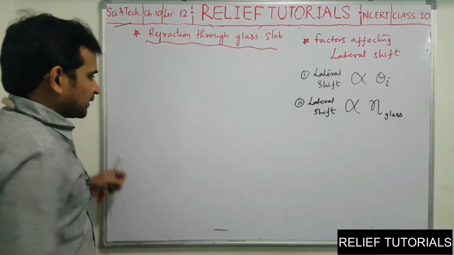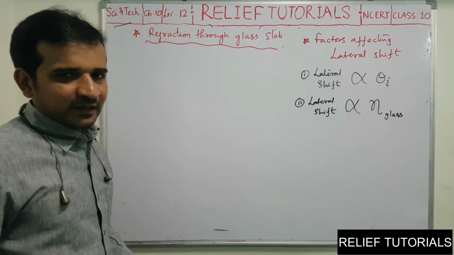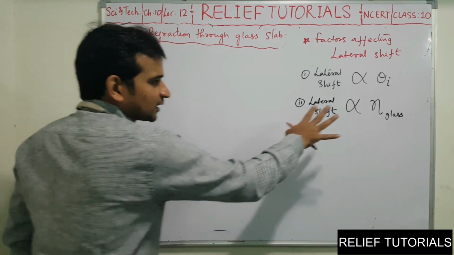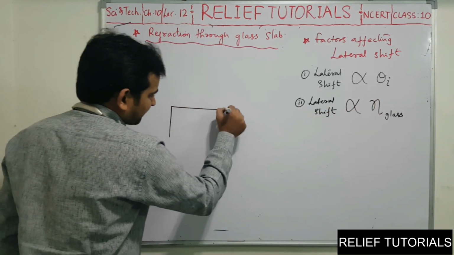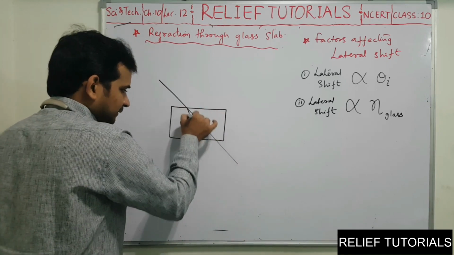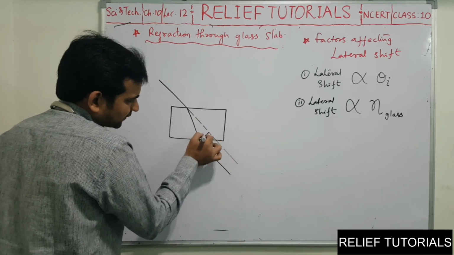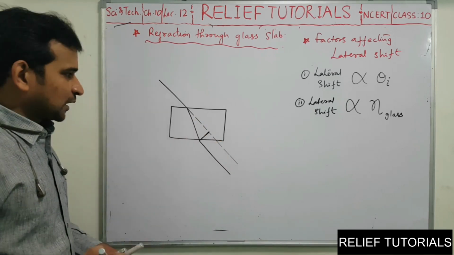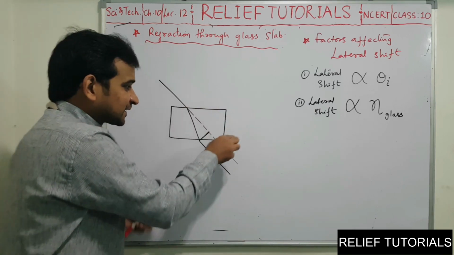Okay. Third factor. Consider we are not changing the glass slab, but we are changing the dimension. We are not changing the refractive index of glass. Consider this is one of the glass slabs, and this is one of the lateral shifts. This is the shift. Now we are not changing the material of glass. We are changing the dimension of glass.